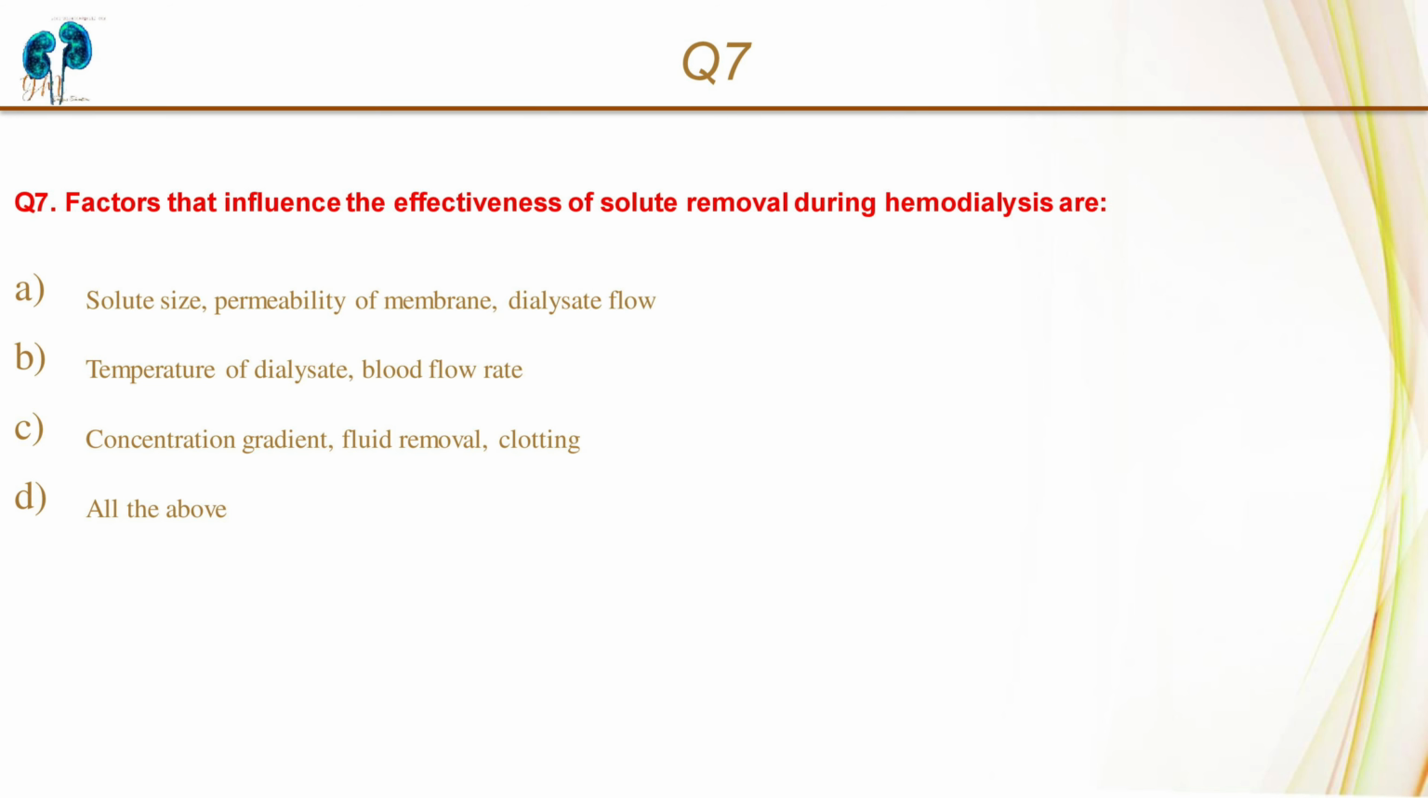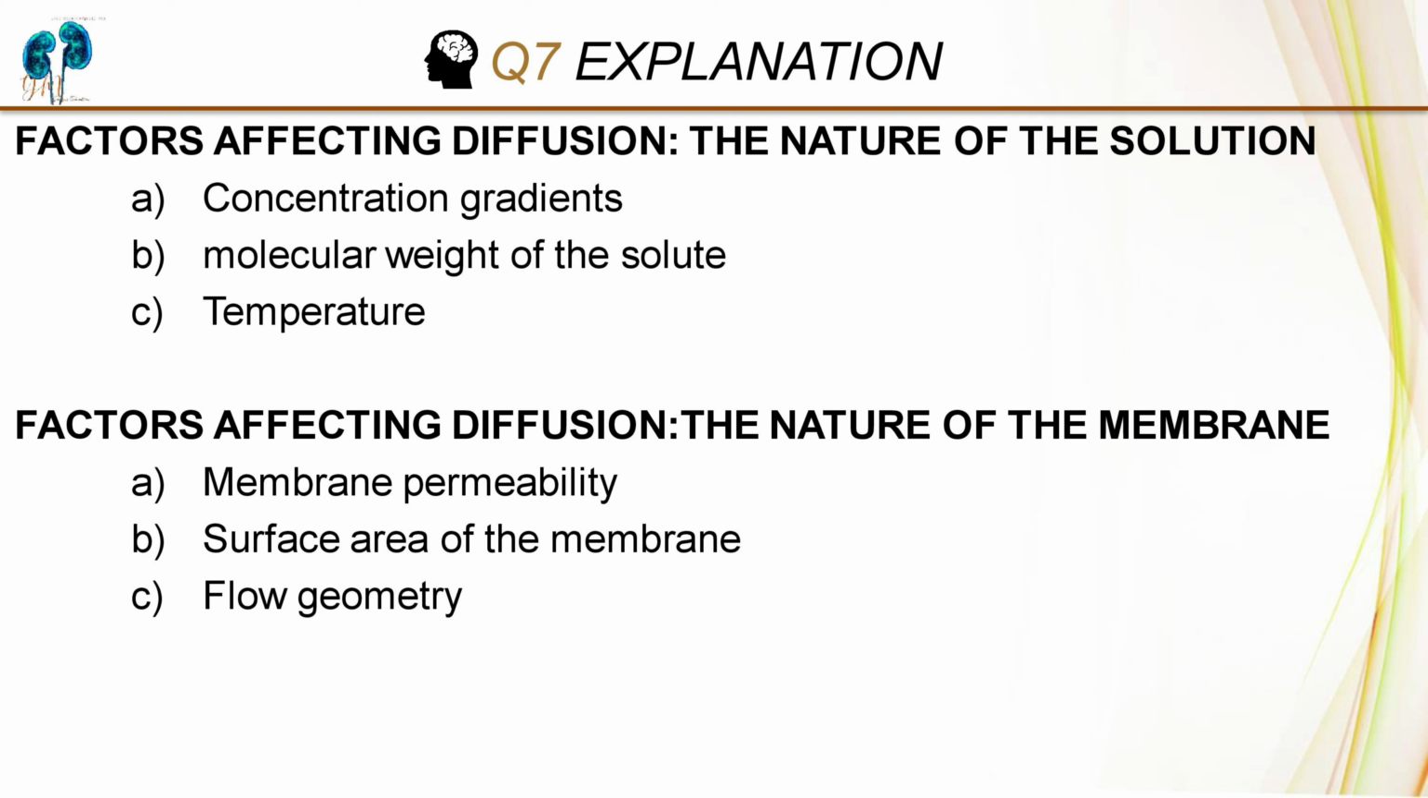So the seventh question is, factors that influence the effectiveness of solute removal during hemodialysis are: option A, solute size, permeability of the membrane and dialysate flow; option B, temperature of the dialysate, blood flow rate; option C, concentration gradient, fluid removal and clotting; option D, all of the above. The explanation of this question is factors affecting diffusion. We already discussed this in the previous class.